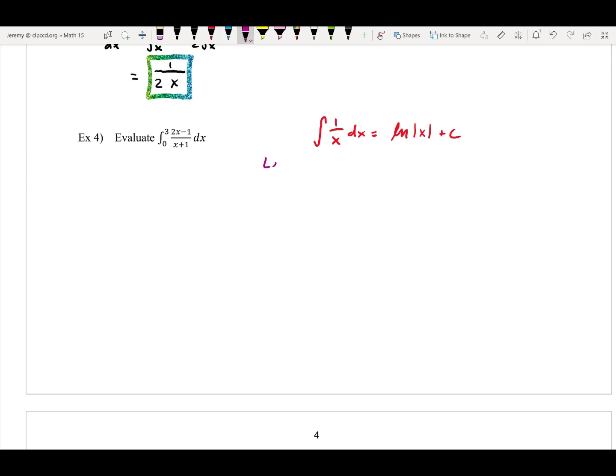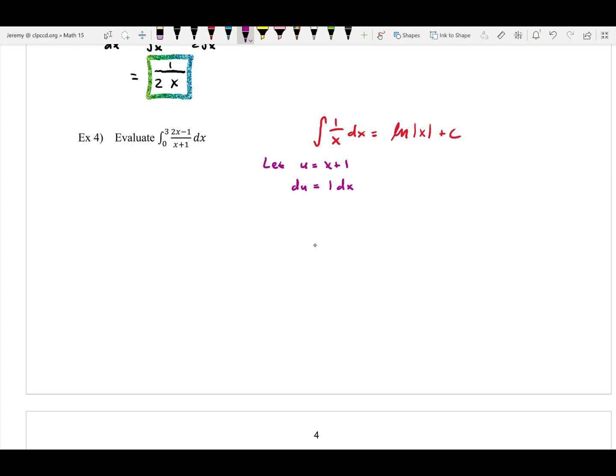Let's try to let u equal x plus 1, right? Just let u be that denominator. So then du is going to be equal to the derivative of this, which is just 1 dx. Okay, so that's nice and simple. du is just dx.